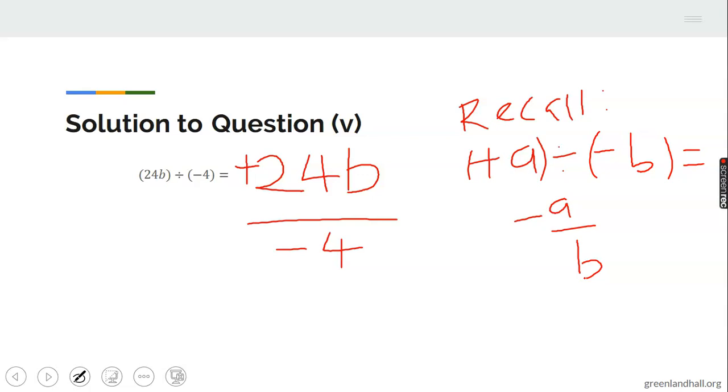Now, this is plus 24b divided by minus 4. So how many 4 can you see in 24? So that will be what? 6. So that will be minus 6b. Very simple. Very, very simple.